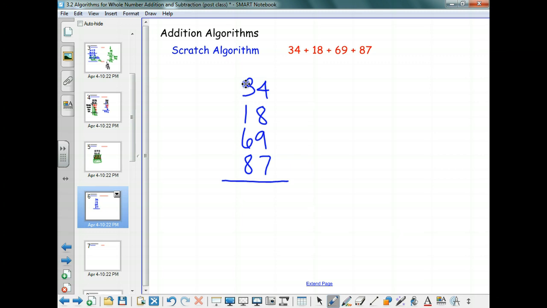Here's what you do with the scratch algorithm. First of all, you got to work from right to left. Standard algorithm kind of working. What this does is it keeps you from having to count over 10.